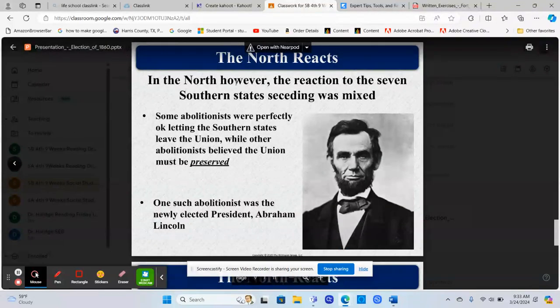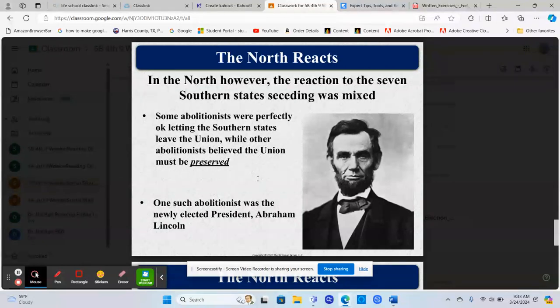In the North, however, the reaction to the seven Southern states seceding was mixed. Some abolitionists were perfectly okay letting the Southern states leave the Union, while other abolitionists believed the Union must be preserved. One such abolitionist was the newly elected president, Abraham Lincoln. Now, I want you to note they wanted to preserve the Union. He wanted to preserve the Union.